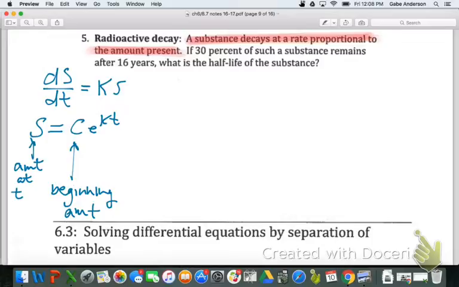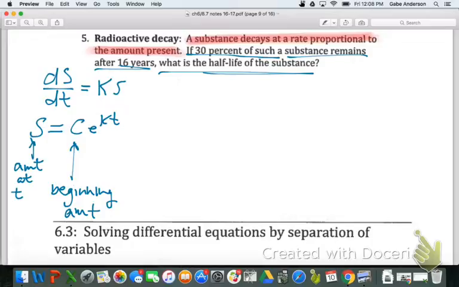Now, it says if 30% of such a substance remains. So that's how much is there, right? There's 30% that still remains after 16 years. What is the half-life of the substance? We'll talk about half-life in a second. That's a very sciencey word. But let's talk about this whole 30% remaining after 16 years. I really think, and hopefully you'll agree with me, that in order to answer any of these questions, we've got to know what the K is, right? So we're going to use this first sentence, the 30% remaining after 16 years, to help us find the K.